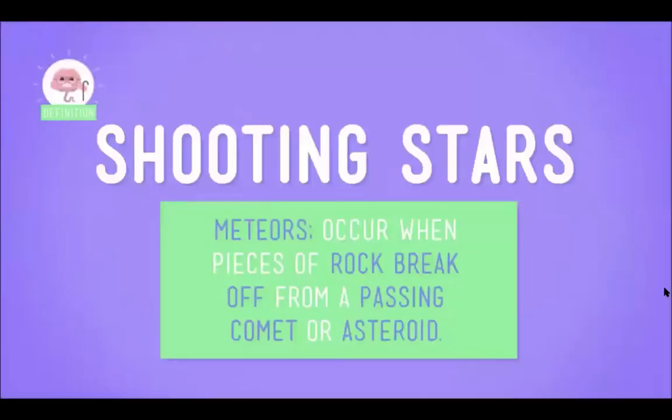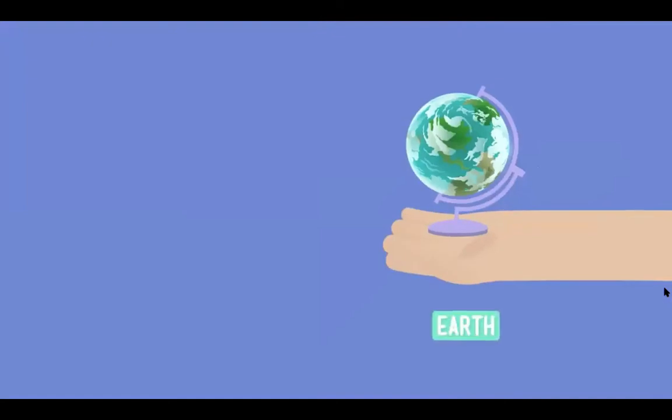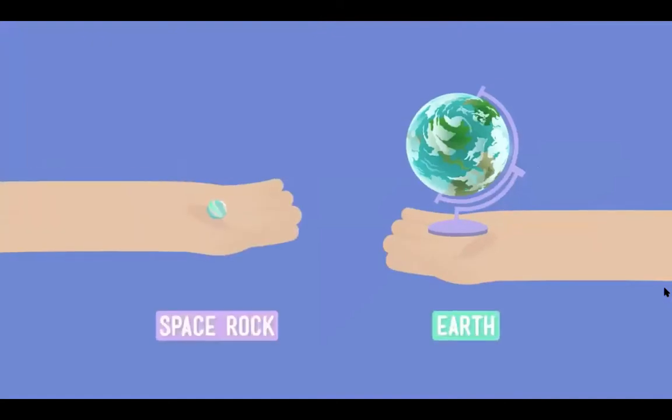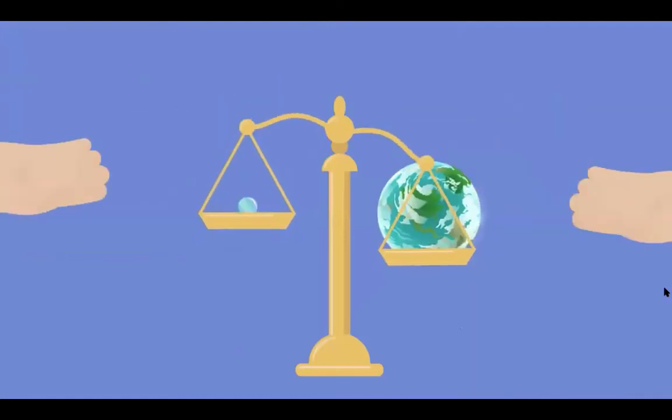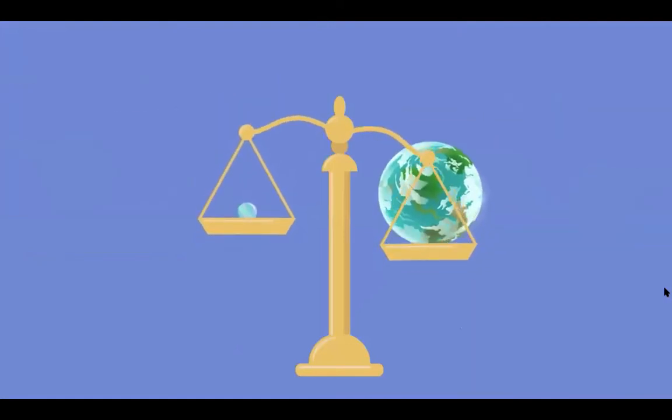If you've ever made a wish on a shooting star, you've seen the effect of Earth's gravity pulling on an object. Shooting stars, which are actually meteors, occur when pieces of rock break off from a passing comet or asteroid and get too close to the Earth. For example, say this globe represents the Earth, and the marble represents a piece of space rock that's flying by. You can see that there's a huge difference in size between the two objects. And if we were to put them on a scale, we'd see that there's a big difference in their mass too. Our model Earth has a larger mass.